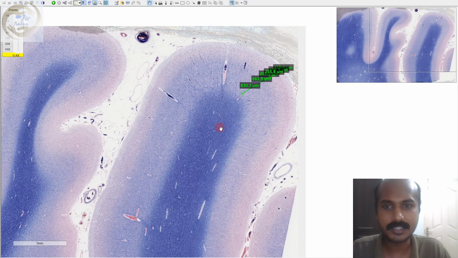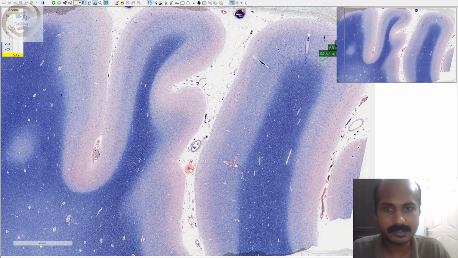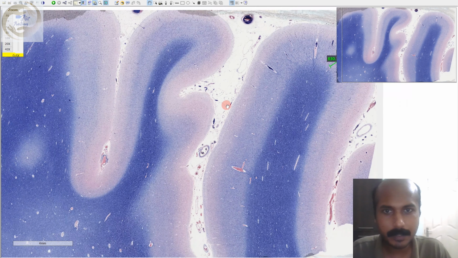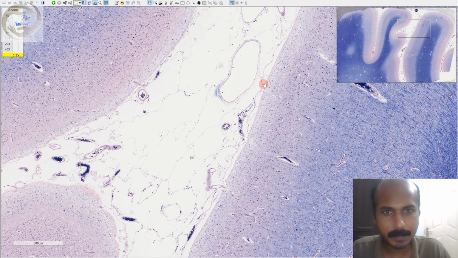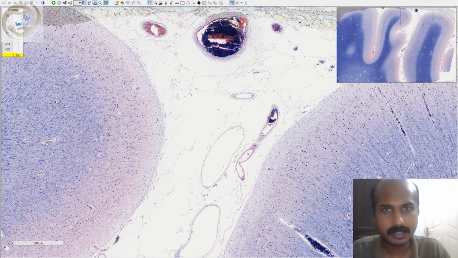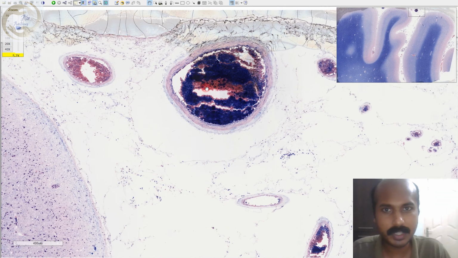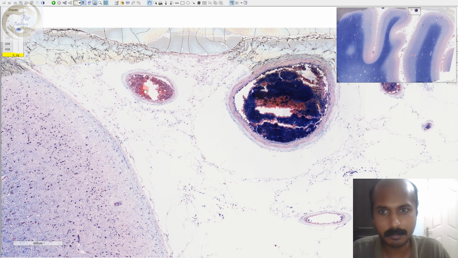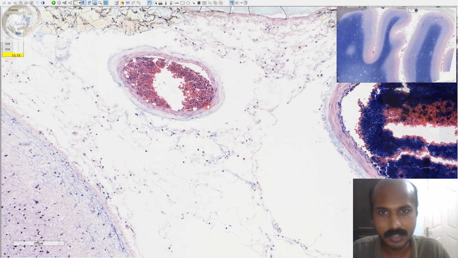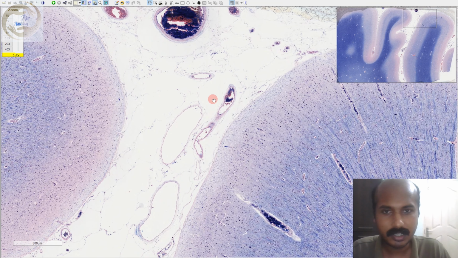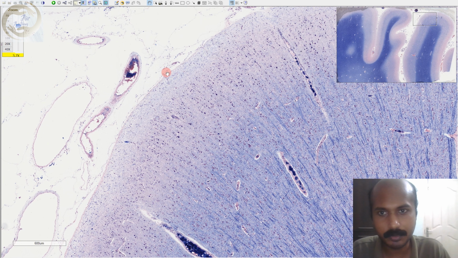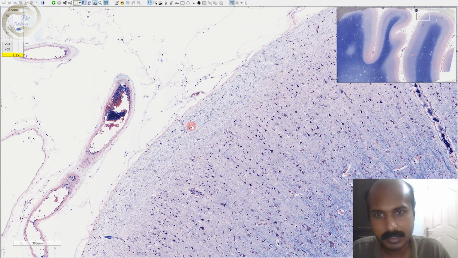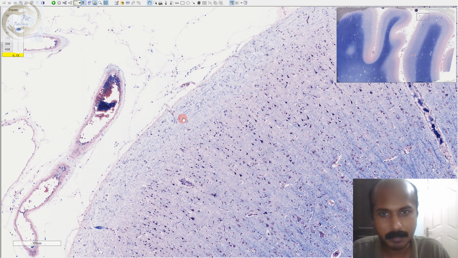So this is a gyrus. You can see a gyrus and sulcus. In the periphery, you can see the vascular pia arachnoid. This is the pia mater and this is the arachnoid mater. Within the arachnoid, you can see very beautiful blood vessels. You can see the RBCs over here and the vessel wall. You can also see blood vessels penetrating through the pia mater.